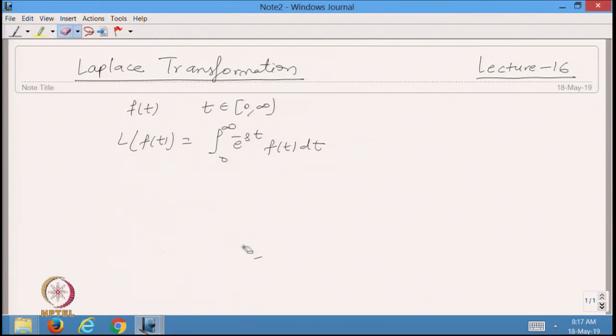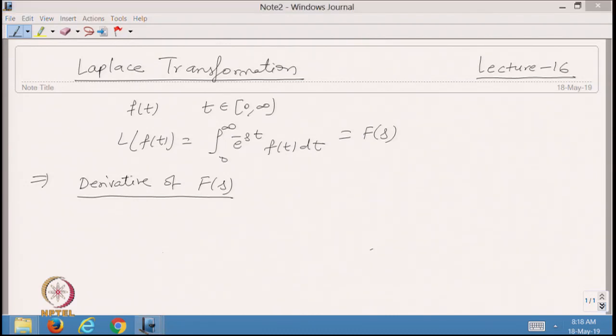In the last class we discussed a few properties of the Laplace transformation. Today I am going to introduce what happens with the derivative of F(s), because this is equal to F(s). So, let us start. You can call it a property. Now, this is my equation number 1.